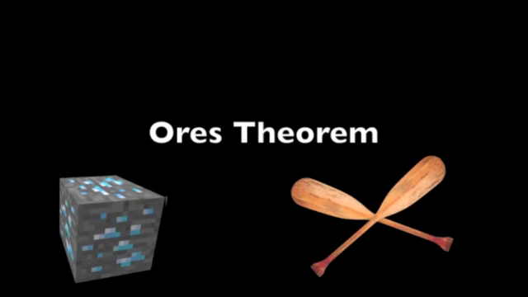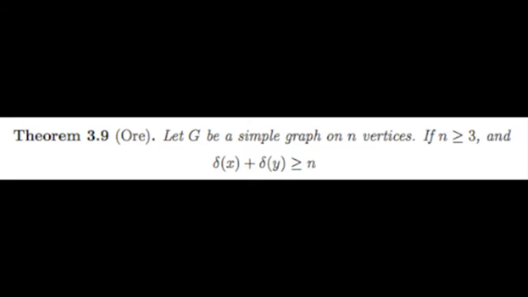The theorem considers the sum of the degrees of pairs of non-adjacent vertices. If every such pair has a sum that at least equals the total number of vertices in the graph, then the graph is Hamiltonian. The image here shows the formal statement for Ore's theorem, where G is a simple graph with n greater than 3 vertices, and V and W are non-adjacent vertices.